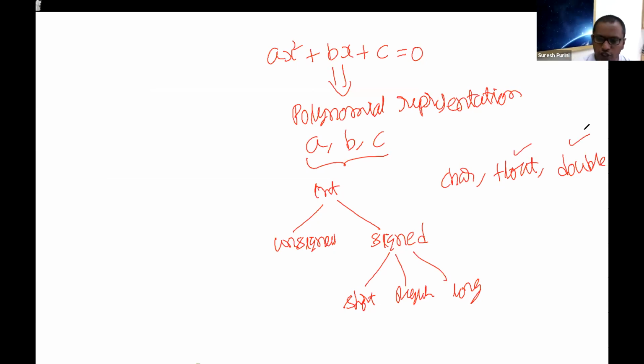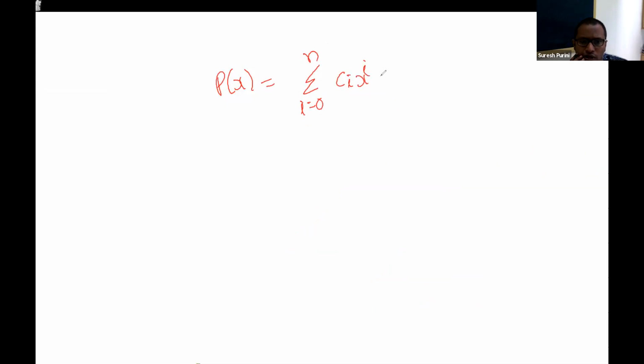right? So let's say now we move to a different problem. Let's say our problem is there's a polynomial p of x, sigma i equals 0 to n, c_i x power i, right? So now this is the polynomial. How do you represent this polynomial? We need to come up with a representation for this polynomial, right?